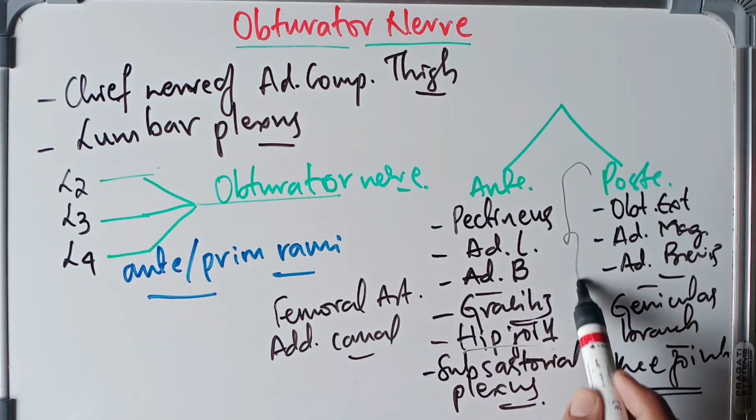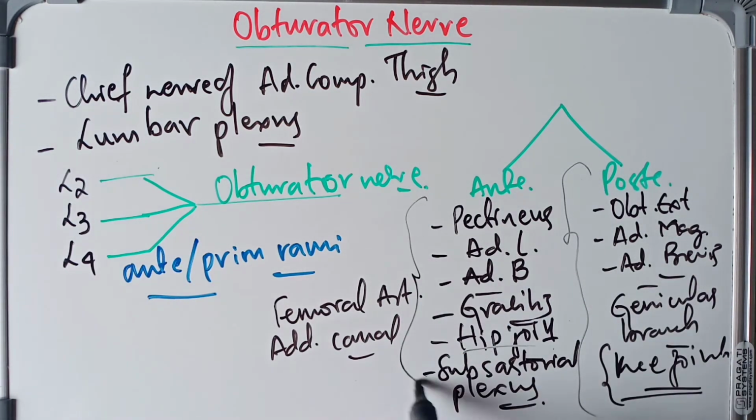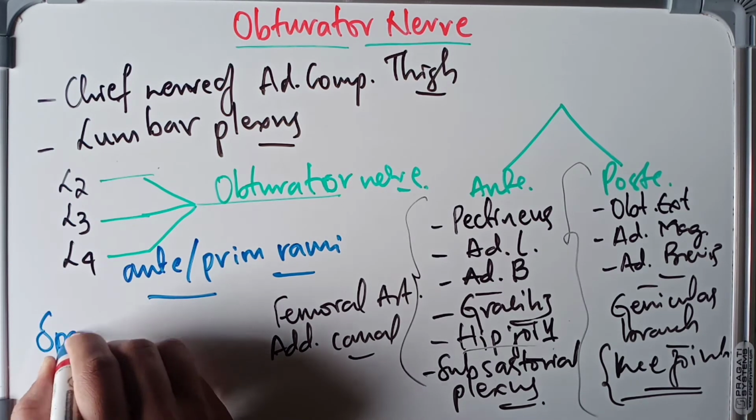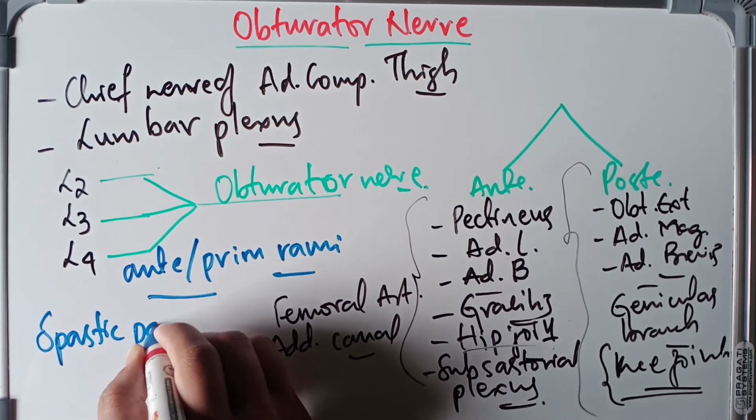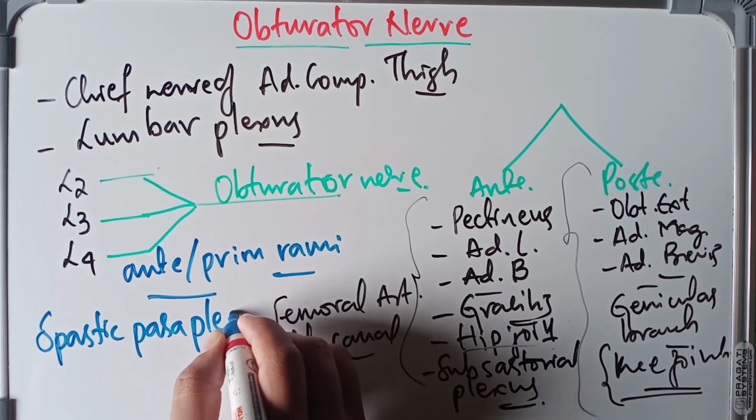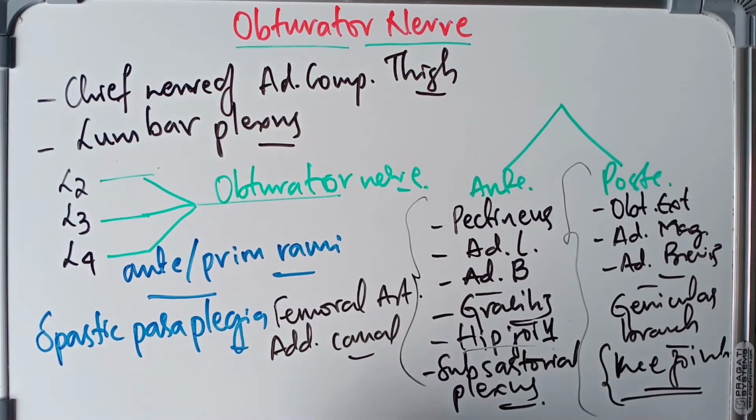So, that is about the individual supply of both the anterior and the posterior division of the obturator nerve. Clinically, what you need to know is that spasm of the adductors of the thigh is known as spastic paraplegia, which may be relieved by surgical division of the obturator nerve.